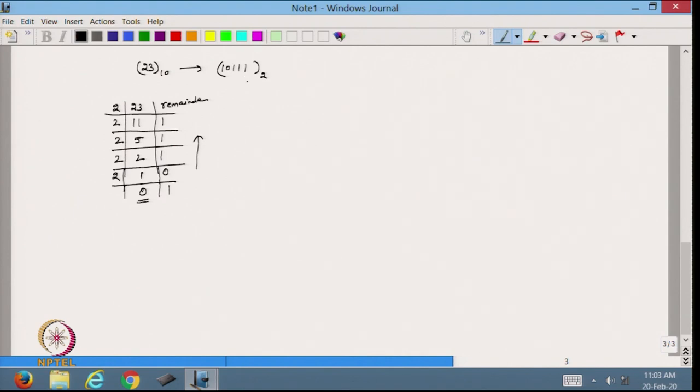Now, suppose I want to find out whether it is giving you the exact value or not. So, I can show that this is 10111. This number I will multiply by 2 raised to power 0, 2 raised to power 1, 2 raised to power 2, 2 raised to power 3 and 2 raised to power 4, and add all together. So, 2 raised to power 4 is 16 plus 0 plus 4 plus 2 plus 1. So, that is 23. In this way we can change any number into the binary form.